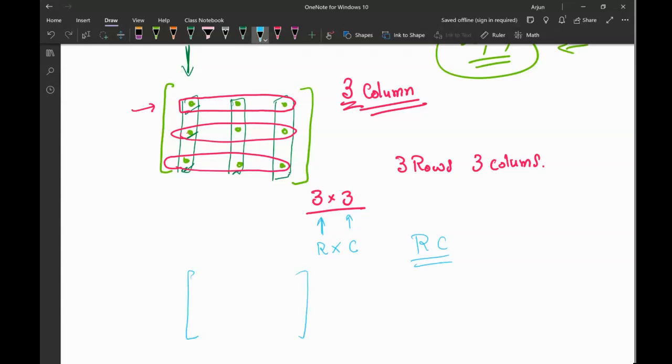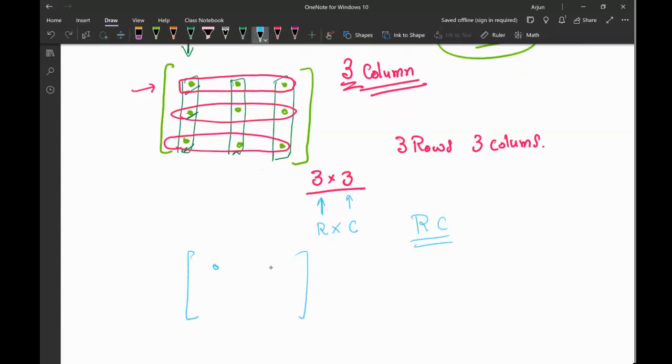Now let's look into another example. If I put 2 dots here, and then 3 dots here, this is one row, and this is another row. So how many rows are there? There are 2 rows. And how many columns are there? 1, 2, 3. There are 3 columns. So this is a 2 by 3 matrix.